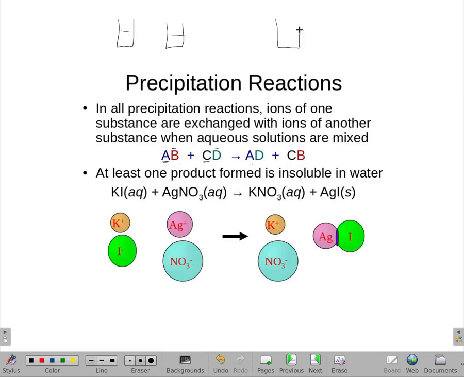And we'd have this container now with double the volume. But in addition to this double volume, you're going to see particulates in there. And that is silver iodide. Now, silver iodide is a little yellow powder. It's very, very fine.